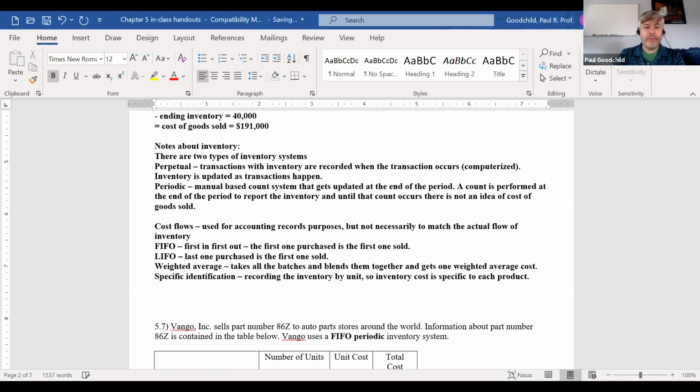Now there's a few things that you want to keep in mind. First in, first out usually gives the higher profit and lower cost of goods sold.